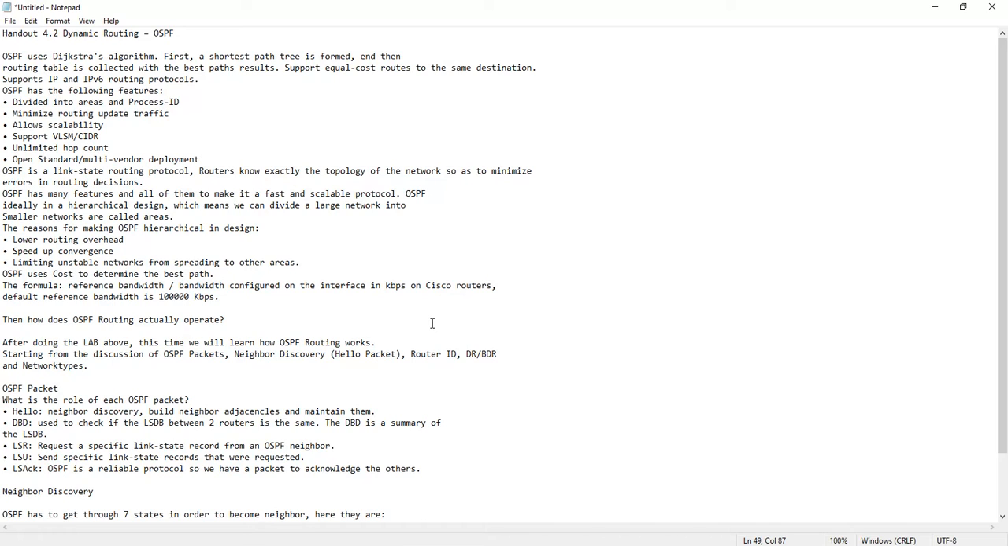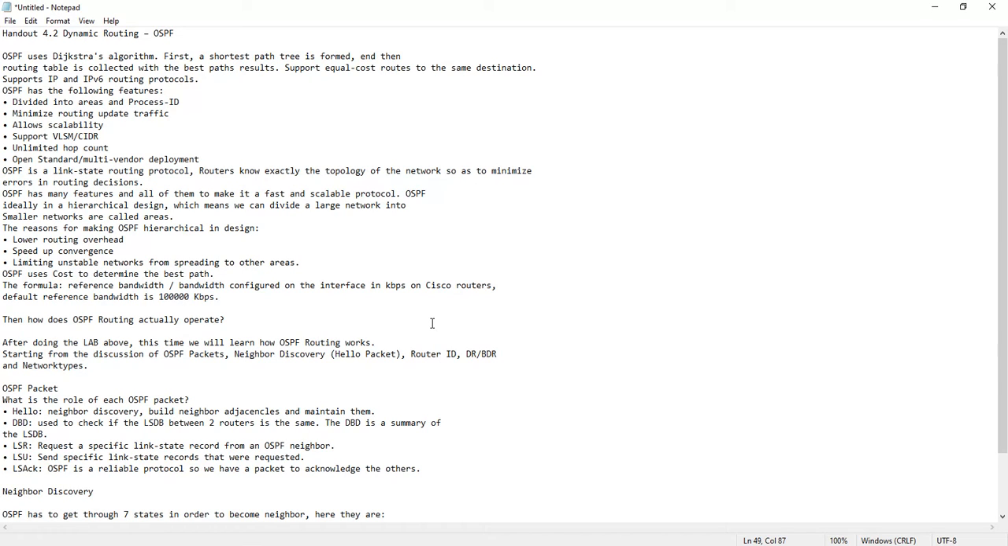OSPF uses cost to determine the best path. The formula is reference bandwidth divided by the bandwidth configured on the interface in kbps on a Cisco router. The default reference bandwidth is 100,000 kbps. Then how does OSPF routing actually operate?